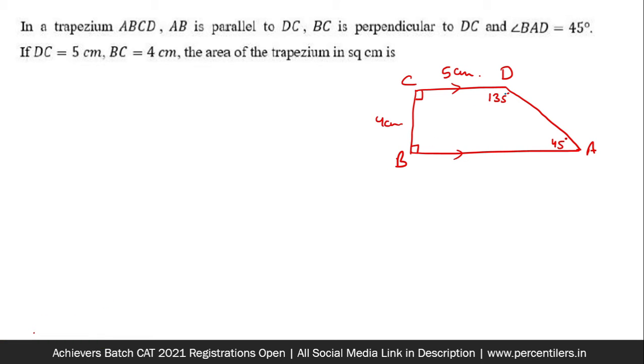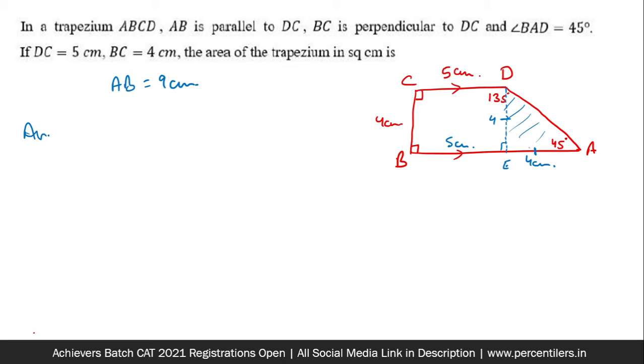Only if we can find the length of AB will we be done. So according to that, I have just made a perpendicular from D on AB. Let us say E. So this BE is going to be 5 centimeter only. And since this is an isosceles right triangle, 45, 45, 90 triangle, if this is 4 centimeter, this will also be 4 centimeter. So we now know that AB is 9 centimeter.